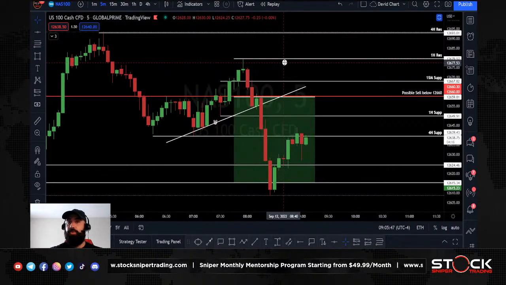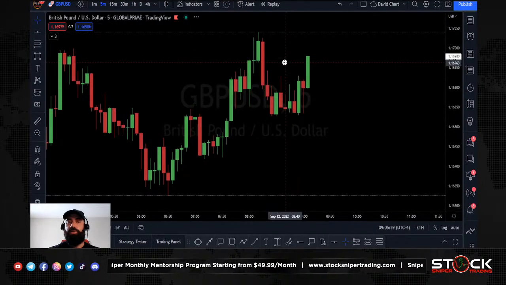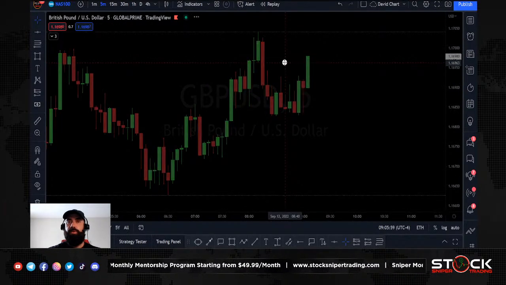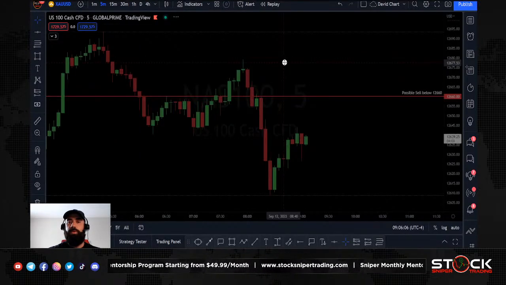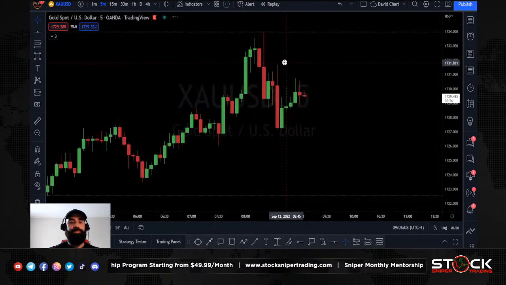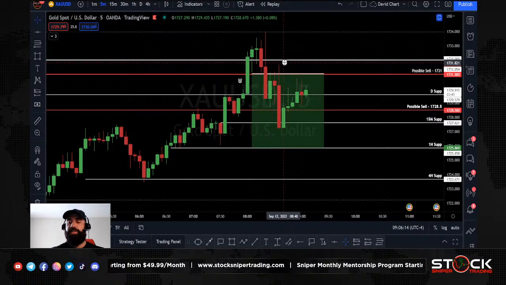Okay, so there's NASDAQ holding so far. Okay, GU, guys, you can see a big bullish move. Okay, you can see that gold getting a little bit of a push down here, and it's starting to push back up.